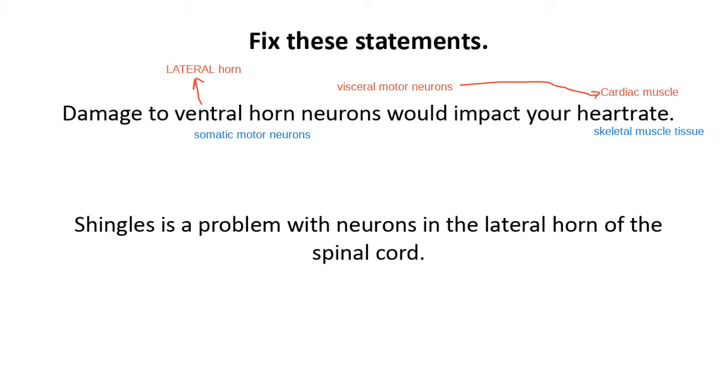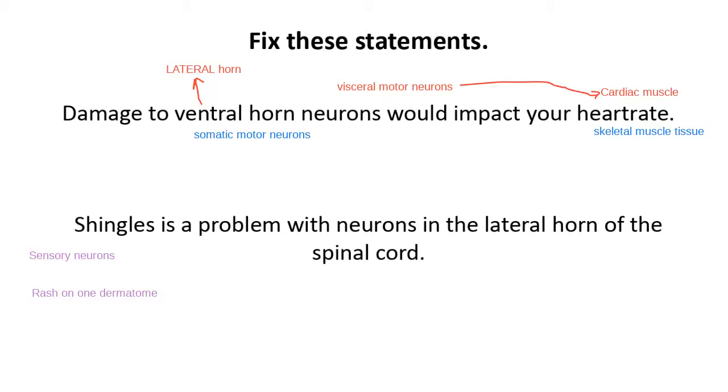Okay, so shingles is an issue with sensory neurons. Sensory neurons, absolutely. When we talk about shingles, it's something that affects particular dermatomes. So we have a rash on one dermatome.